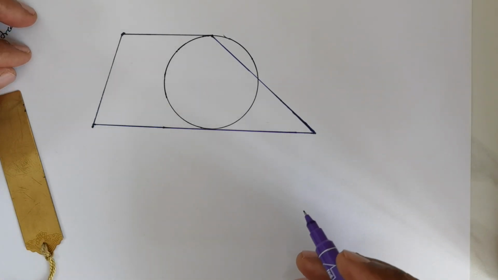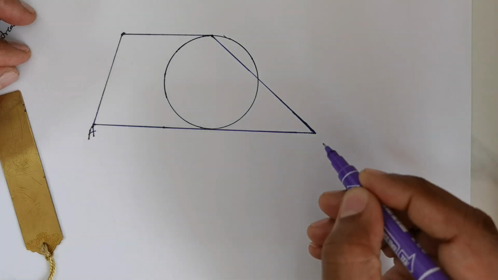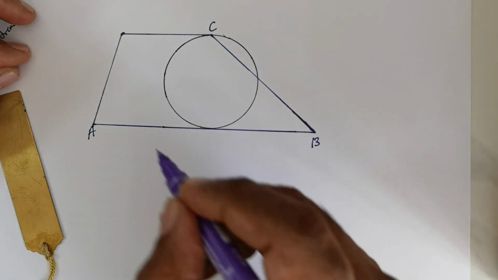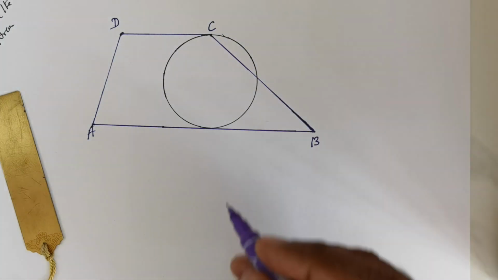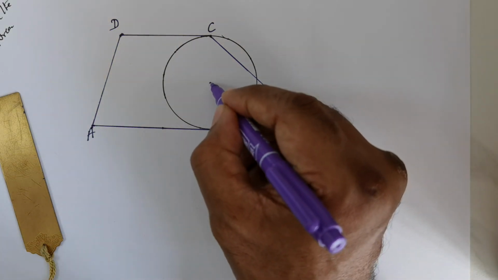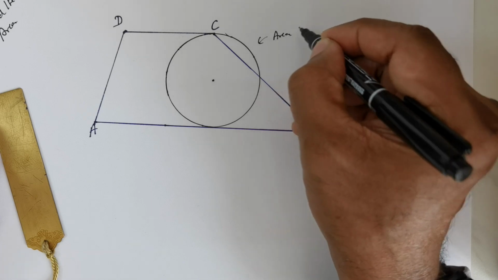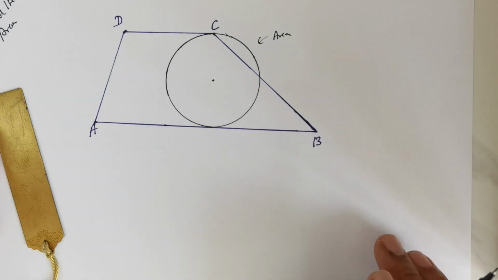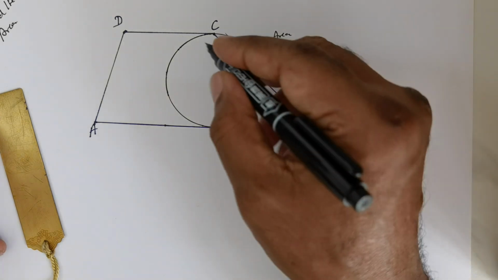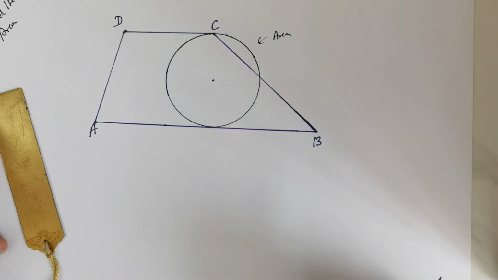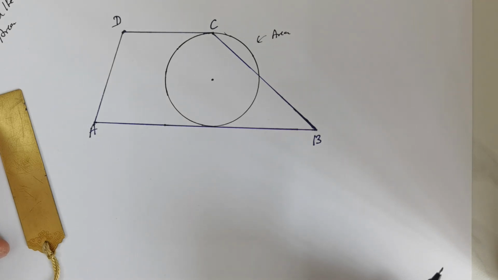Okay, so let me name it as A, B, C, and D, and this is the center of the circle. Okay, now what are we to do? We have to find the area of the, what I would say, the chop that is being obtained when the trapezium cuts the circle. Okay, so that looks fair enough.